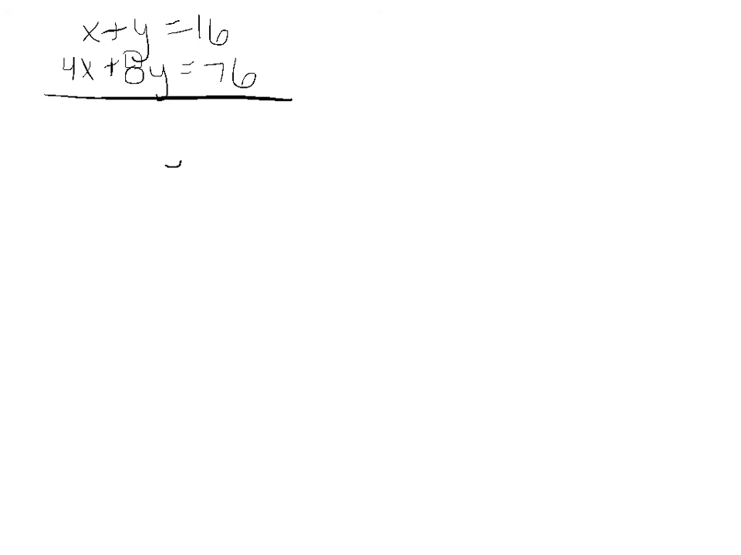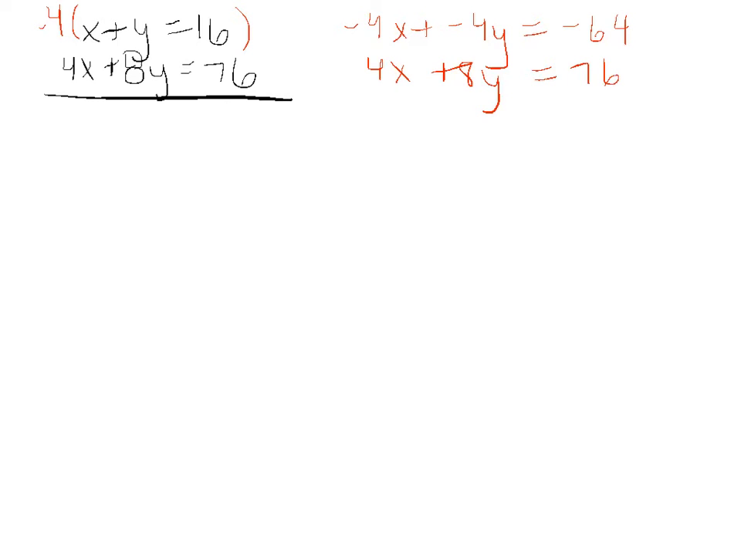Let's erase that. Before I can add, I'm going to have to use a scale factor to make one of these equations larger. So I'm going to choose to take my first equation and multiply the entire thing by -4. And you'll see why in a moment. If this whole thing gets multiplied by -4, I will have -4x plus -4y equals -64. And my second equation is not going to change. 4x plus 8y equals 76.